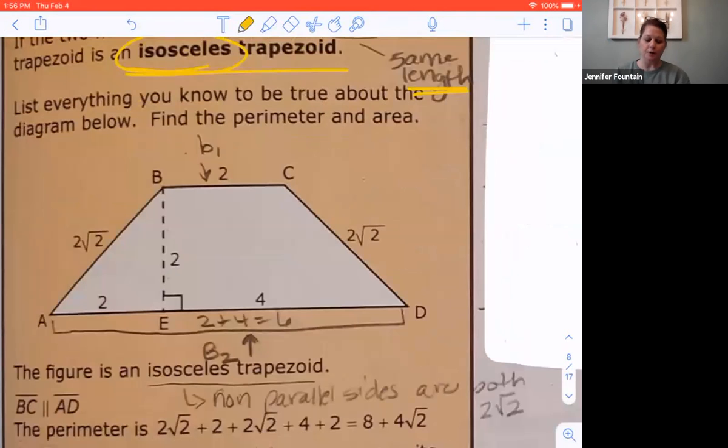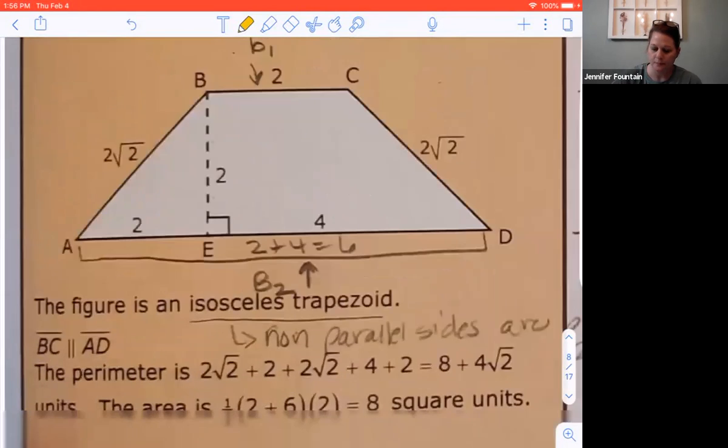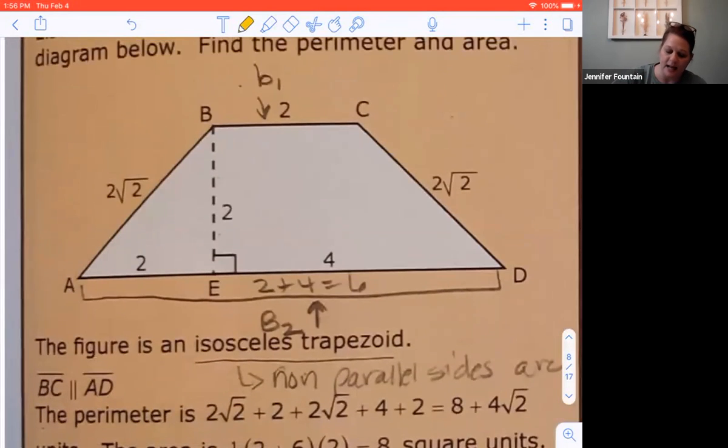So now we've got our figure here. It tells us this figure is an isosceles trapezoid. I can see I've got sides A, B, C, D. And again, it doesn't matter which one I name what. I just know that when I find the perimeter, I add them all together. I know that this is one of my bases because it's one of my parallel lines, and this is one of my bases. So to find my area, I've got to add those two together and multiply times 1/2 times the height.